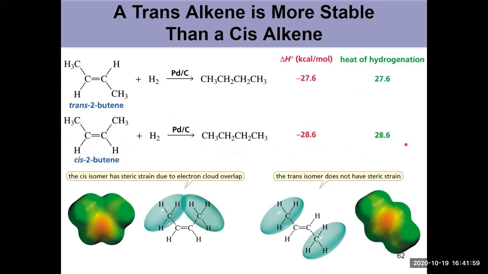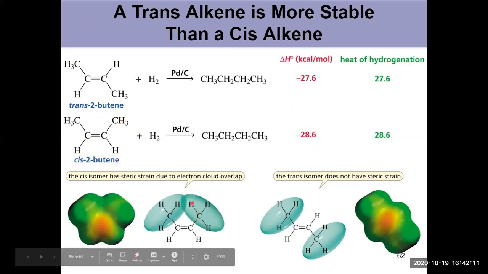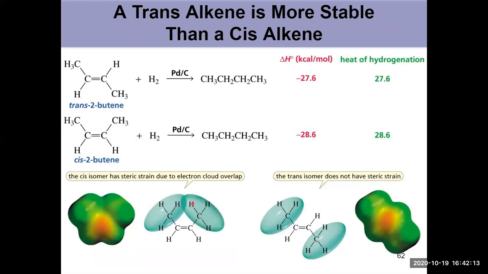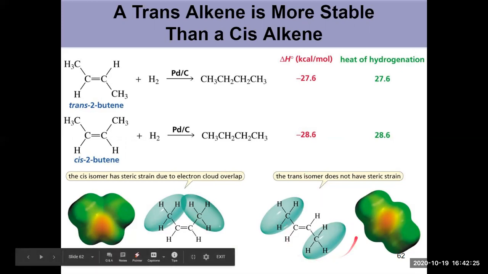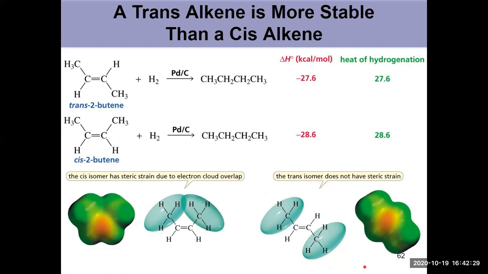Cis has the larger heat of hydrogenation, meaning it's the less stable. So why the difference? Why is this one less stable? Well, these groups are just a little bit closer together, meaning there's more steric strain due to that electron cloud overlap. Similar argument to why we saw the equatorial position in cyclohexane was more stable, just because these groups have more space. So if you have 2 alkyl groups, trans is more stable than cis.